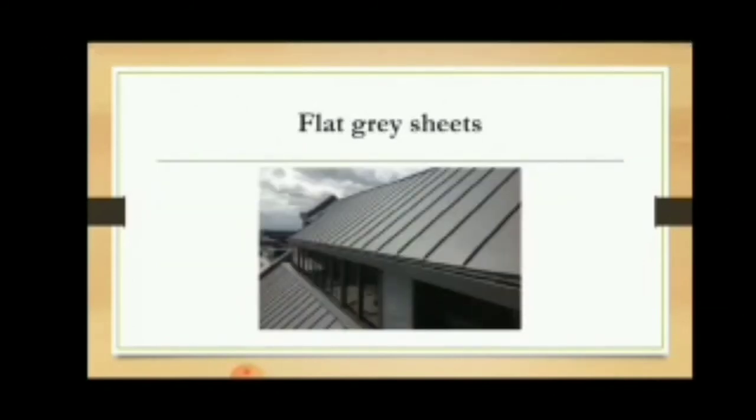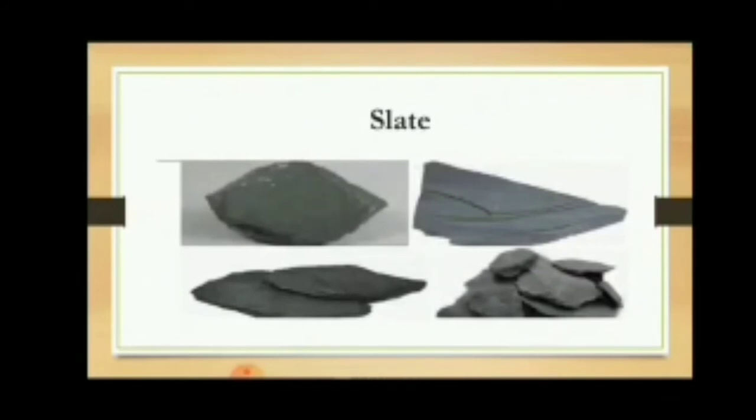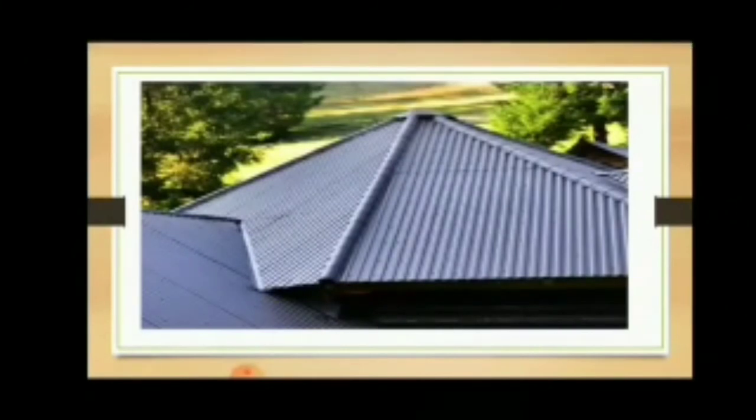Some roofs are covered with flat grey sheets of a rock called slate. Slate is a type of rock that has many naturally occurring color variations. It is used for roofing, gravestones, flooring, and garden decoration. This is a picture of slate, which is grey in color, for roofing. You can see it in the picture. That is also a type of artificial rock.